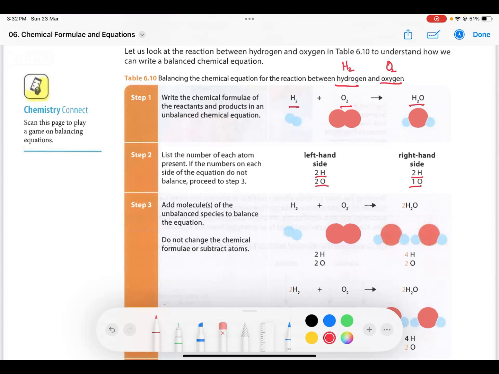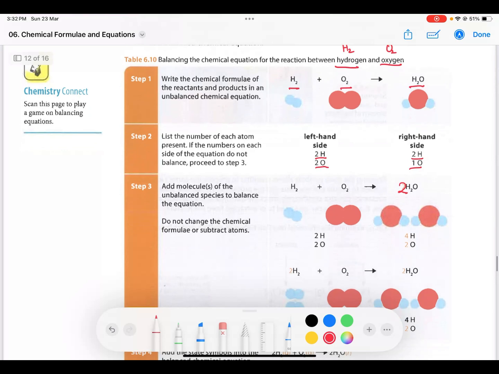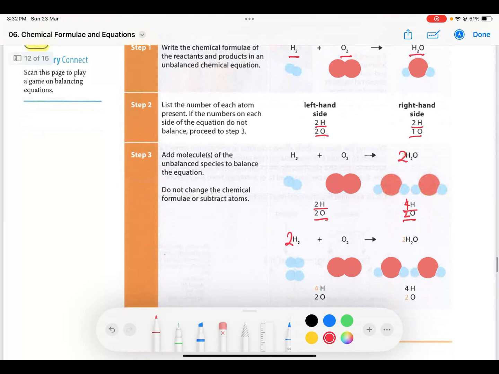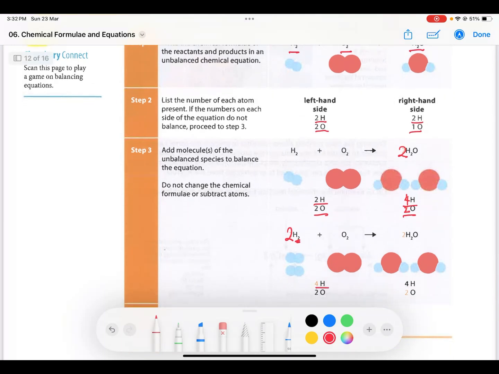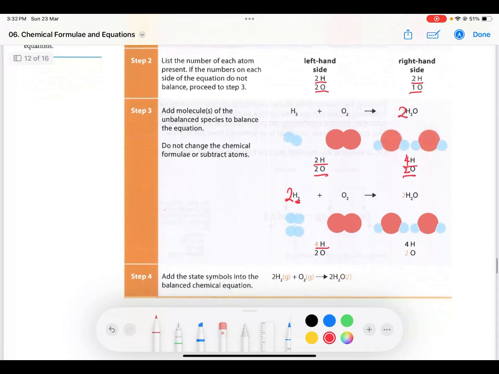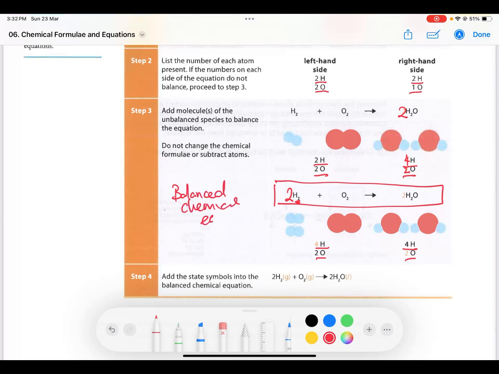So what I need to do is put a big 2 in front of the water, right? But by doing this, now there's 4 hydrogen, 2 oxygen. So oxygen is balanced, but hydrogen is not balanced now, right? So I need to put another big 2 in front of the hydrogen. Because it's H2, it's 2 times H2, so I got 4 hydrogen. And when I do this, I realize, okay, now the hydrogen is balanced, now the oxygen is balanced. So this is my balanced chemical equation.